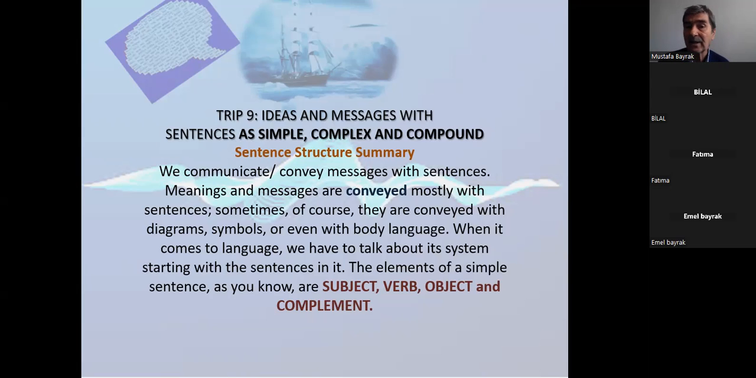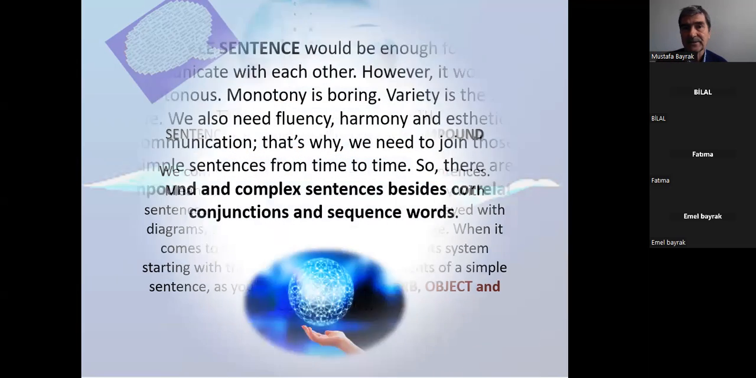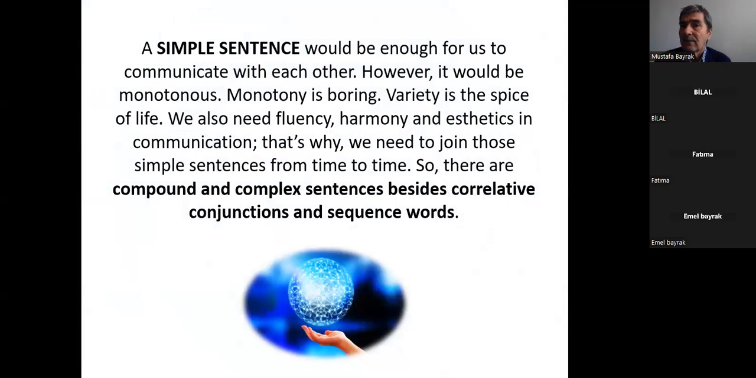The elements of a simple sentence, as you know, are subject, verb, object, and complement. This is the code, the password of producing sentences. A simple sentence would be enough for us to communicate with each other. However, it would be monotonous, without excitement. Monotony is boring. Variety is the spice of life. These are beautiful sayings. We also need fluency, harmony, and aesthetics in communication. That's why we need to join those simple sentences.